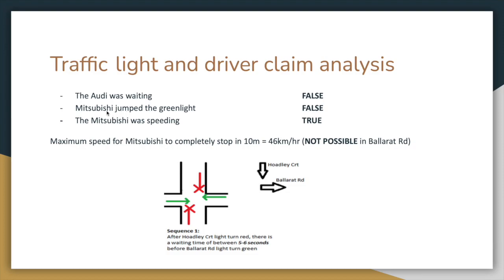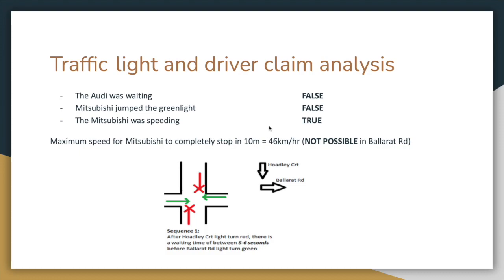Claim number 2, the Mitsubishi jumped the green light, which is false. The Mitsubishi was recorded to be traveling at 64 k's an hour before braking at the braking point, which is quite near the traffic light. This indicates the Mitsubishi was already traveling at that speed for some time beforehand, which indicates free flowing traffic. This does not fit with the narrative of jumping the green light. There is also a waiting time of 5 to 6 seconds between the traffic lights of Hoadley Court and Ballarat Road, which would be plenty of time for the Audi to make a right turn and the Mitsubishi to completely avoid crashing.